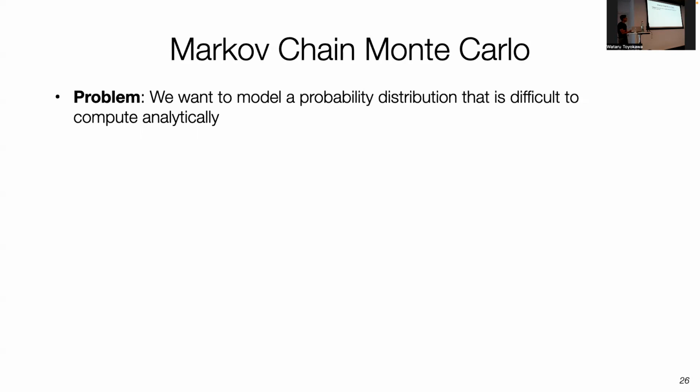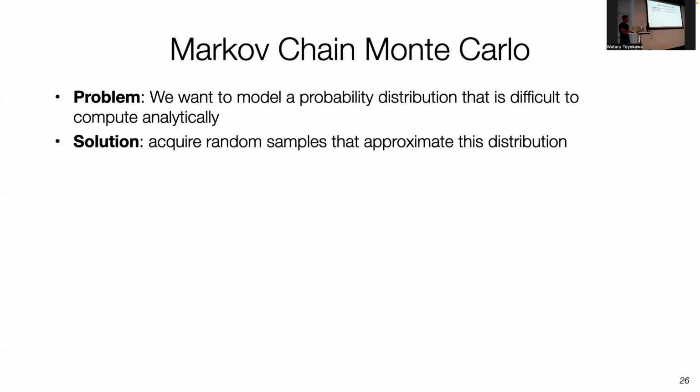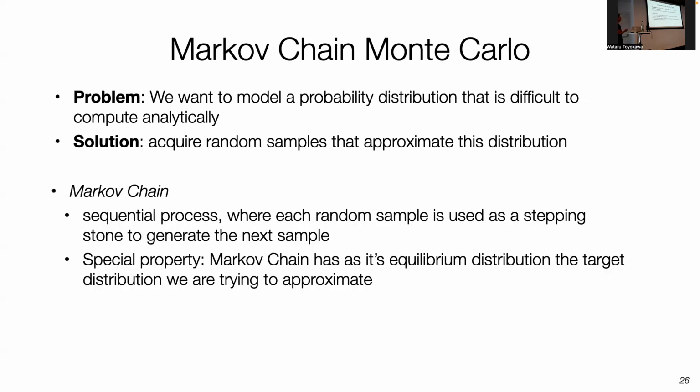Now, with this intractable equation, what we want to do is approximate it in some computationally tractable way. And this is often done using Markov chain Monte Carlo. The problem is that we have a probability distribution that is difficult to compute, and so we acquire random samples that approximate this distribution. There are two main components in Markov chain Monte Carlo. There's a Markov chain. This is simply a sequential process where each random sample is used as a stepping stone to generate the next sample, right?